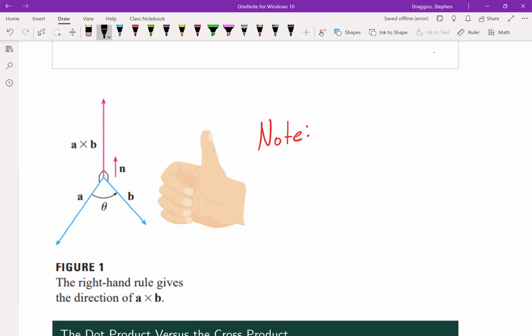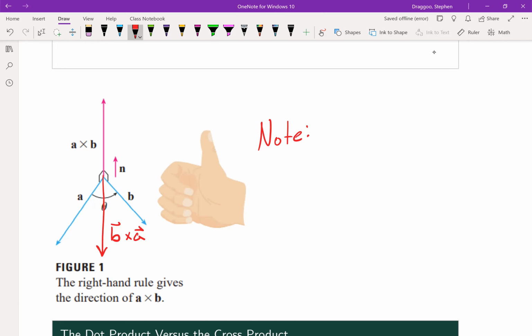If we were to instead take B cross A, you hold up your right hand, make sure it's not your left hand, must be your right hand, put it in the direction of vector B and then curl toward vector A, you'll end up with your thumb pointing down instead of up. So if we draw this vector, this should be the vector B cross A, and it points down instead.